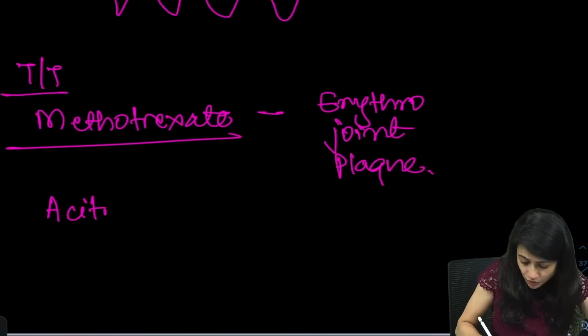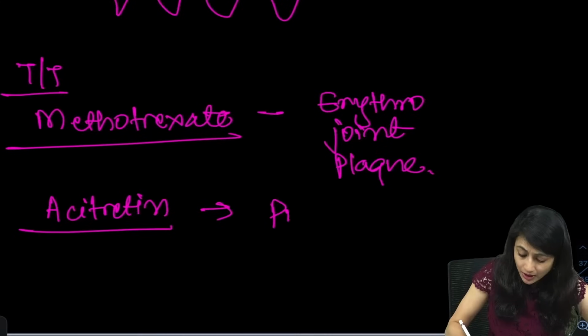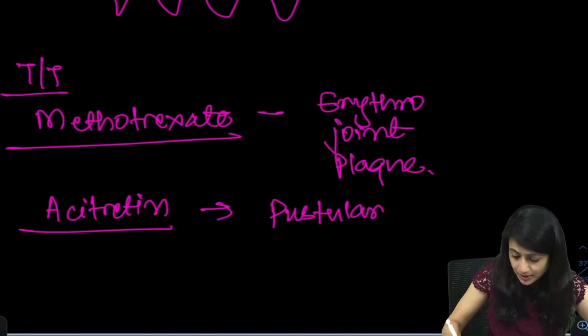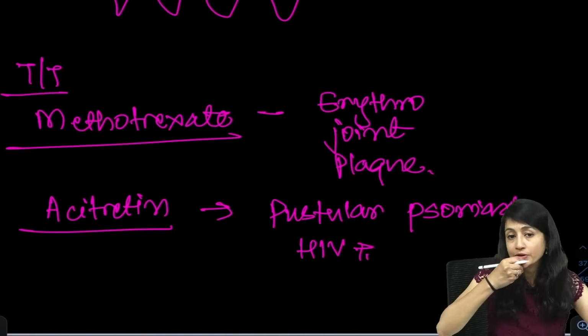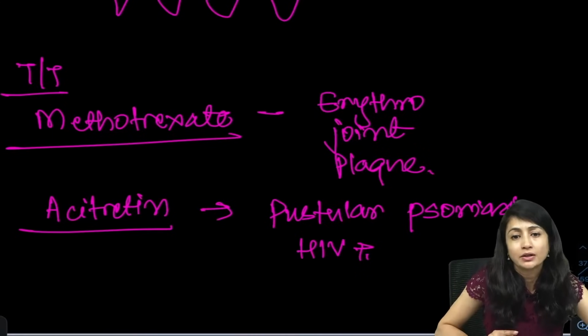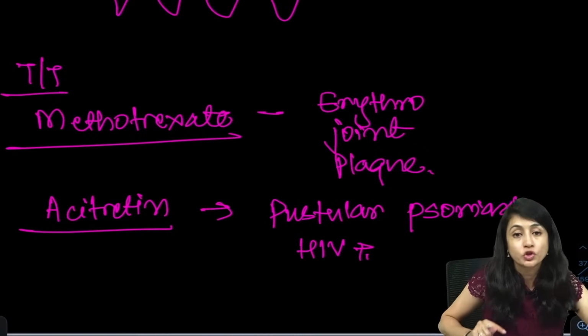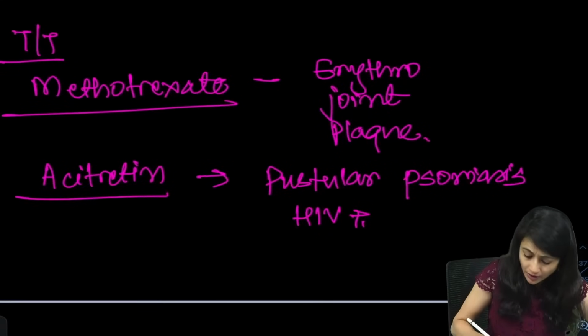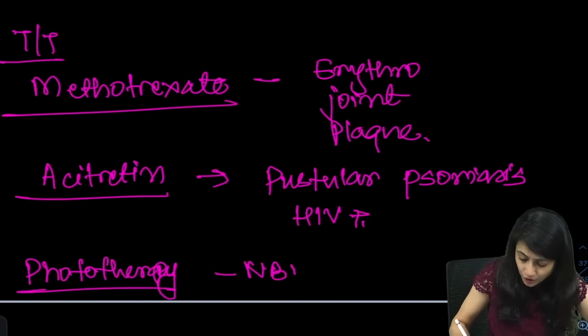The other drug that we use is acitretin. Where will you mark acitretin as your drug of choice? In pustular psoriasis and in HIV positive patients with psoriasis. Patients who are HIV positive and have psoriasis, there my treatment of choice will be acitretin. So these are my drugs of choice for psoriasis. However, what are the other treatment modalities that you can use? You can do phototherapy, where I prefer NB-UVB therapy more than PUVA.